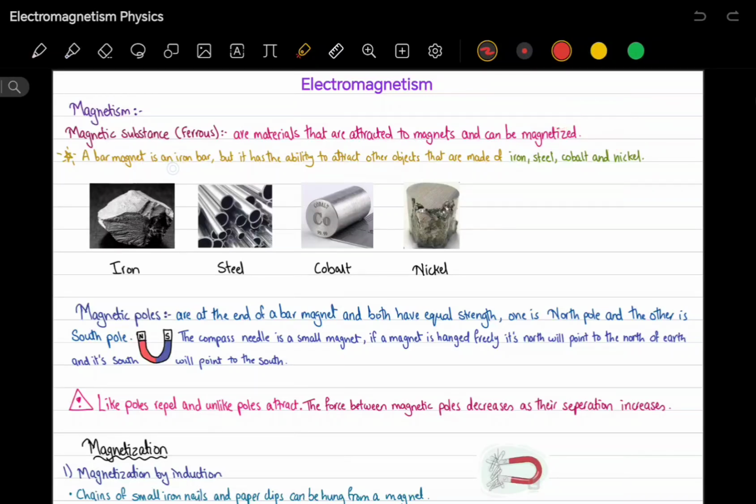A bar magnet is an iron bar, but it has the ability to attract other objects that are made up of iron, steel, cobalt, and nickel. And you need to memorize those. So always remember that whenever you have a bar magnet, it will attract iron, steel, cobalt, and nickel.